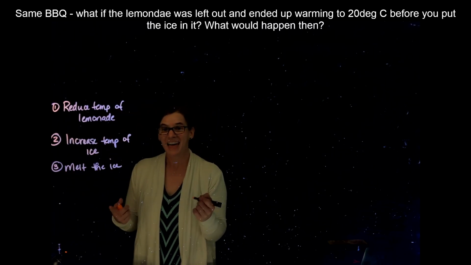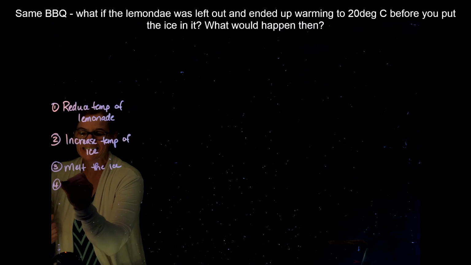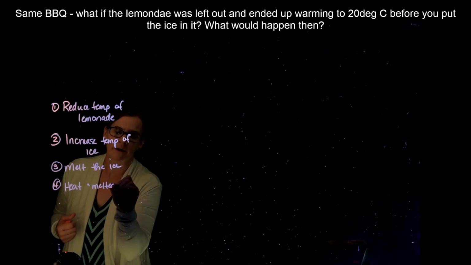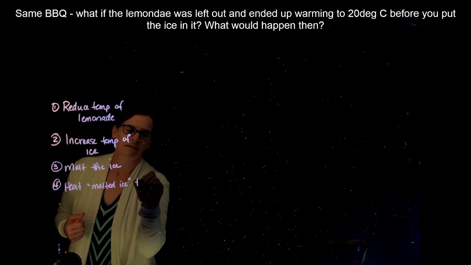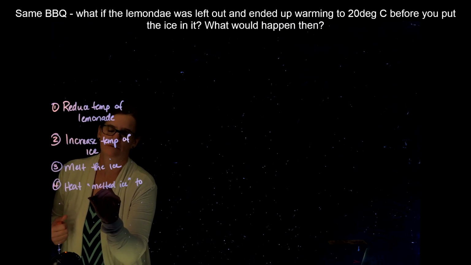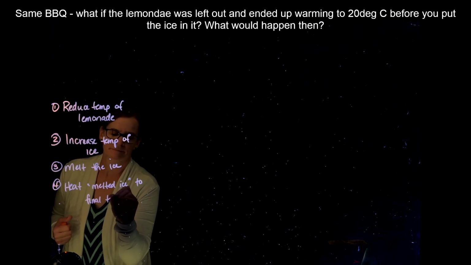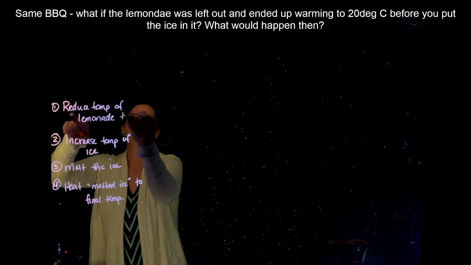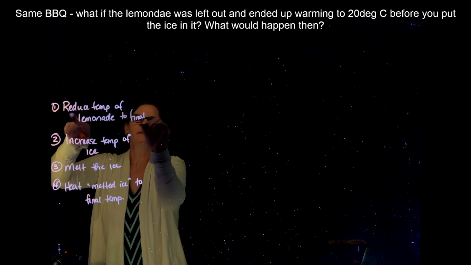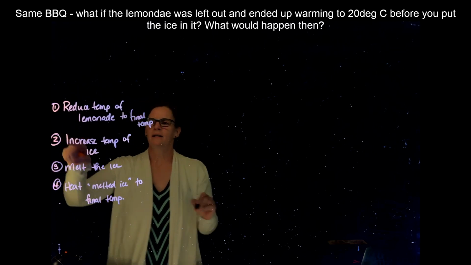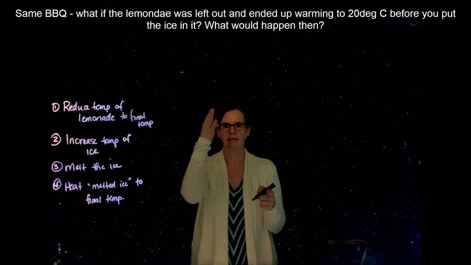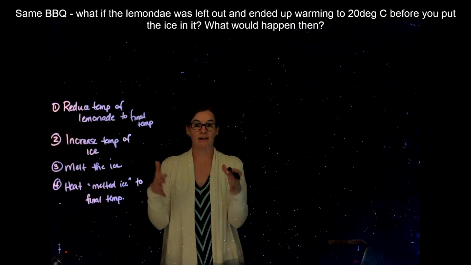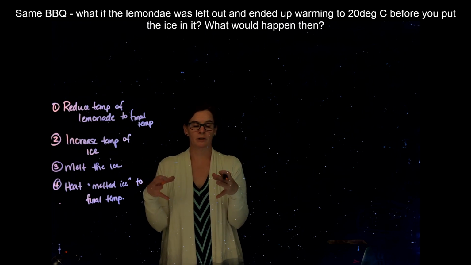Okay? And then we're going to heat the melted ice, aka water, to our final temp. So we're reducing the temperature of the lemonade to the final temp. We have to increase the temperature of the ice, melt the ice, and then increase the temperature of the melted ice to our final temperature. And that final temperature is where we'll be at thermal equilibrium.